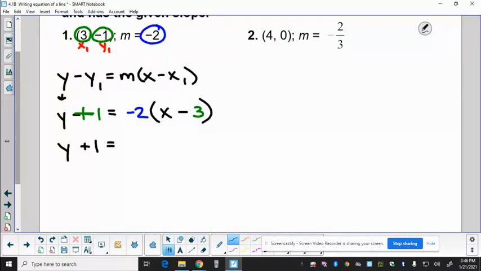Get rid of that 1. Do the same thing on the other side. Put it together with the regular number. Okay, here we go. Here's our final answer. Y equals -2x plus 5.